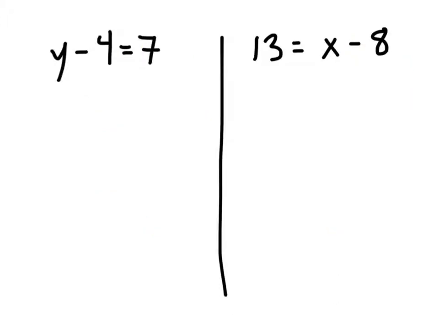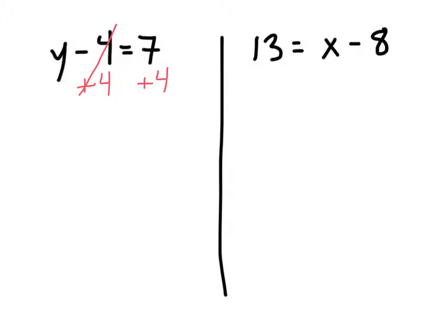Alright, now we have y minus 4 is equal to 7. Remember, what's the opposite operation that we're going to do from subtraction? The opposite operation is addition. So we are going to be moving this 4 over to the right side of the equation to keep it away from the y. Instead of subtracting 4, we're going to add 4 to both sides.